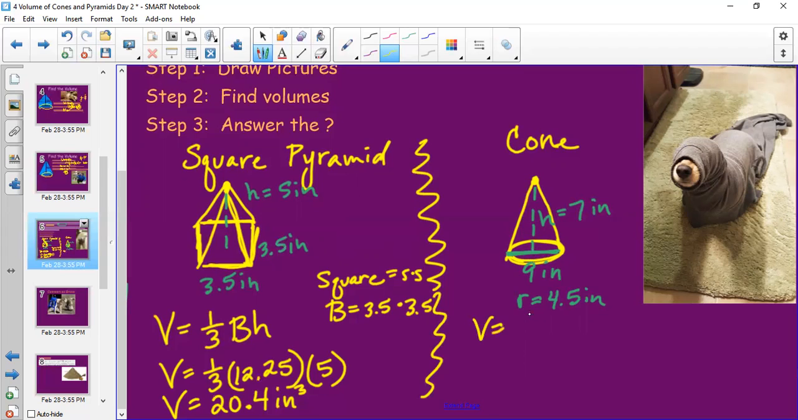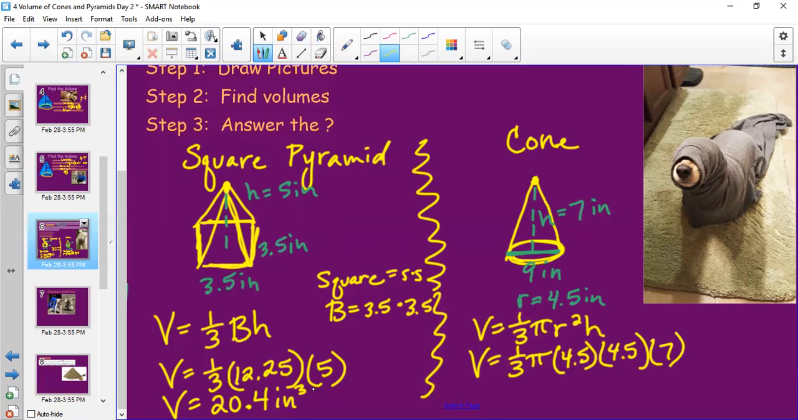Now we're not given big B, so I'm not going to use big B. I'm going to use the 1/3 pi r squared h. And we're going to plug in. We said our radius here was 4.5, so I'm going to do 4.5 times 4.5. And our height, we said, was 7.